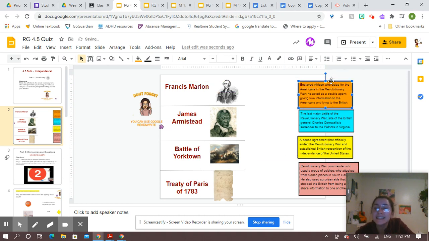Remember that this is an open notes quiz. So let's say that you did a really good job on your 4.5 vocabulary. Go use that assignment, right? Because it's all of the same information. Your 4.5 vocabulary also has read aloud vocabulary terms and their definitions on the first slide. So feel free to use that to help you out.